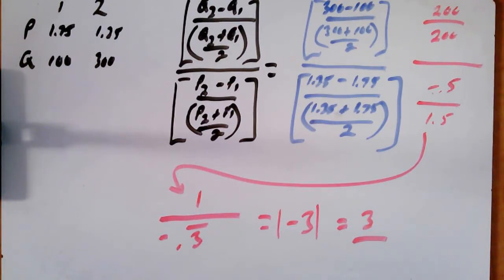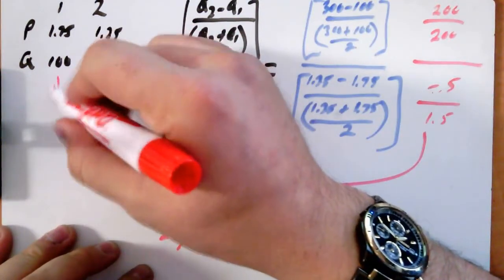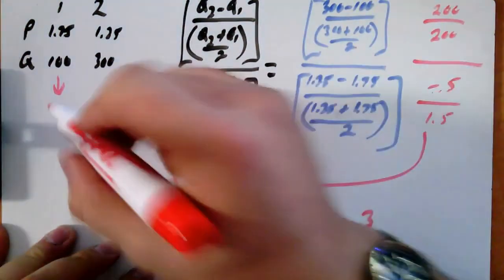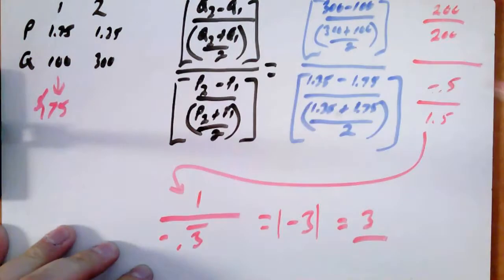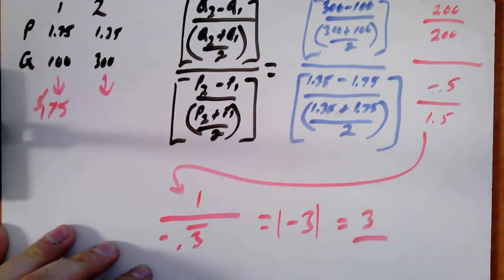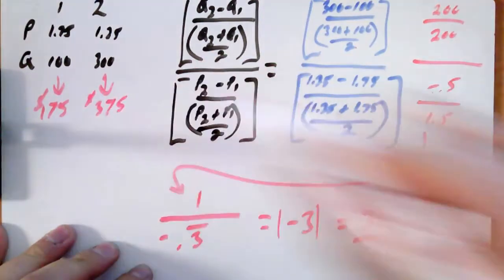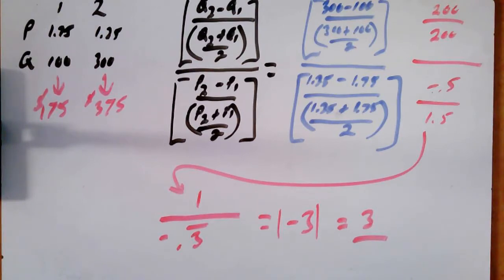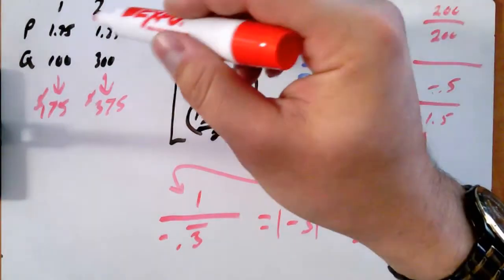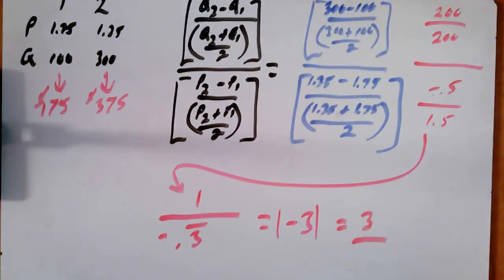Total revenue at a price of $1.75 and a quantity of 100, right? So the total revenue at price point 1 is $175. Now, price point 2, because we're taking $1.25 times 300, total revenue is actually $375. So we know from the rule that demand is elastic when revenue and price move in opposite directions. Here, revenue increased as price decreased. So demand is elastic.